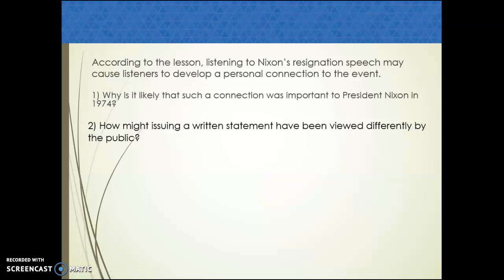According to the lesson, listening to Nixon's resignation speech may cause listeners to develop a personal connection to the event. Why is it likely that such a connection was important to President Nixon in 1974? And how might issuing a written statement have been viewed differently by the public?